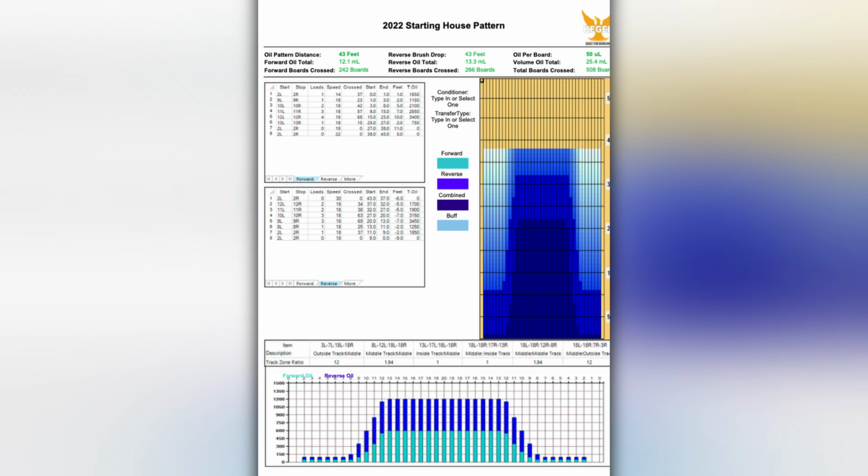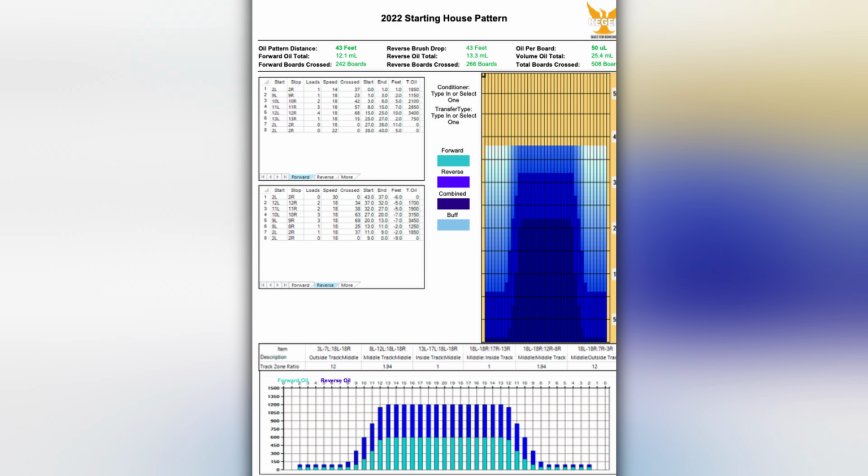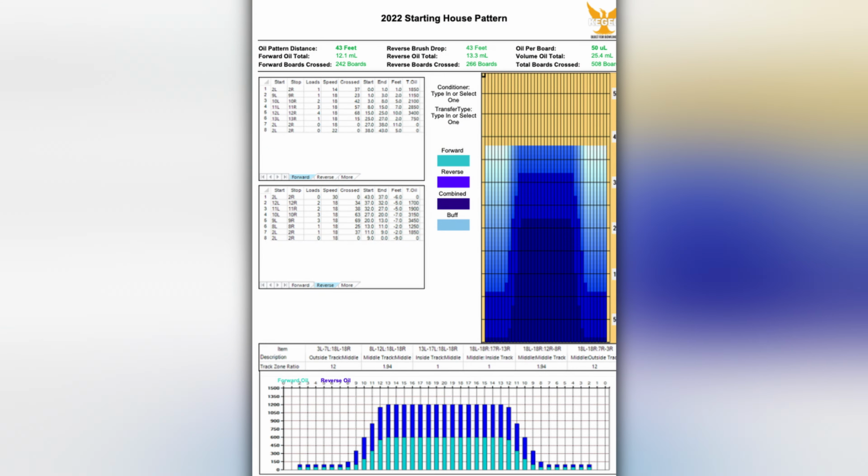So most bowlers have seen a lane graph either at a tournament or in league, which looks something like this. If you don't know what you're looking at, it can be confusing and as scary as the comment section. The sheet is basically a visual representation of how the oil is applied to the lane for that particular pattern. Without delving too deep into the whole chart, there's three main things that you should be familiar with: pattern length, pattern volume, and ratio.